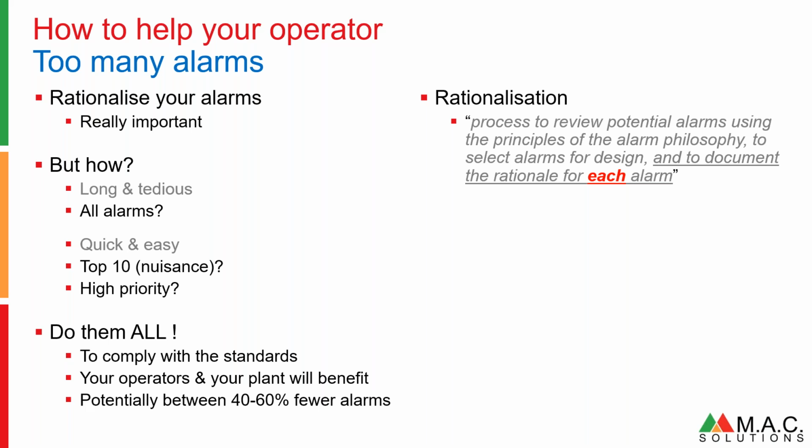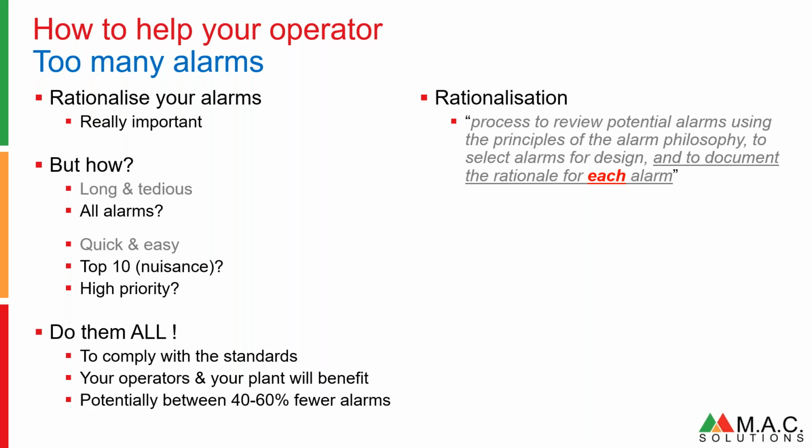That's every alarm, not just the top 10, not just the high priority, which are configured currently as high priority and may not actually be high priority in reality. You've got to document the rationale, the potential cause of the alarm, the consequence if you miss the alarm, and what the operator needs to do to respond to the alarm. You have to do that for every alarm if you want to comply with the standards.